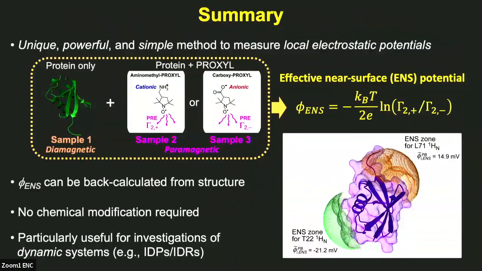Okay, this summarizes what I have talked about so far. This phi-ENS methodology is a unique, powerful, and simple method to measure local electrostatic potentials. You can get the electrostatic potentials just from relatively simple NMR experiments on 3 samples. And you don't have to do any chemical modifications for this method. And phi-ENS can be back calculated from structure. And this is particularly useful for investigations of dynamic systems like IDPs or IDRs.